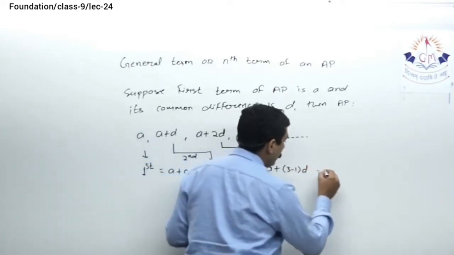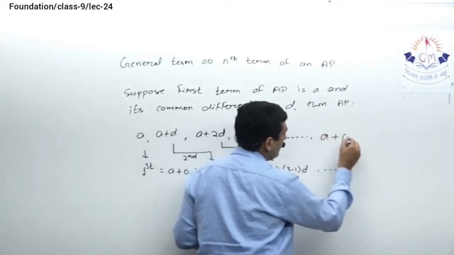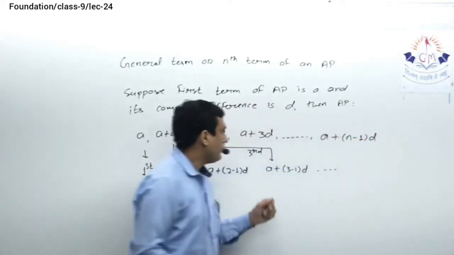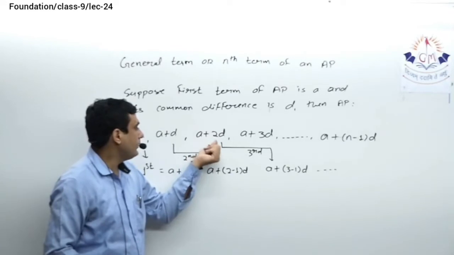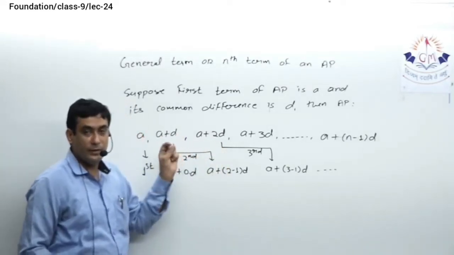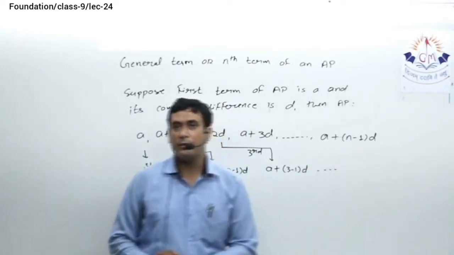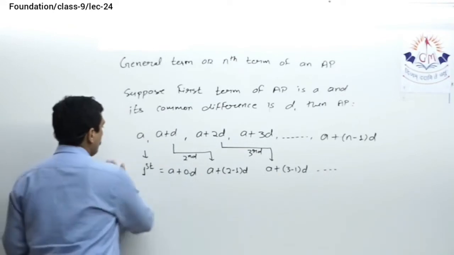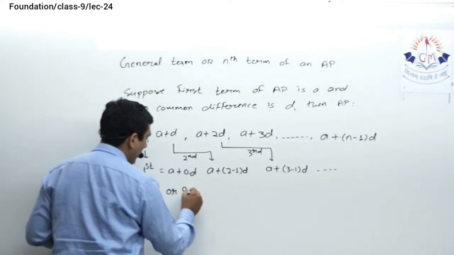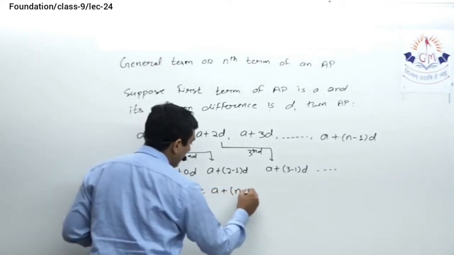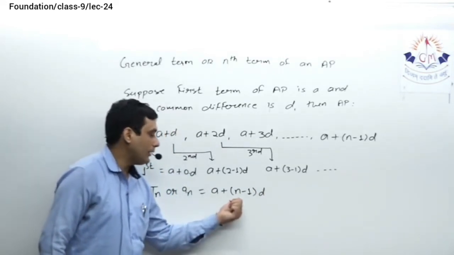So in the similar way I can find the nth term, that will be A plus n minus 1 into D, because for the fourth term the coefficient of D is 3, for the third term the coefficient of D is 2, for the first term the coefficient of D is 0, it is 1 less than its position. So if I want to find the nth term, it will be A plus n minus 1 into D. So here I get the formula Tn or an is equal to A plus n minus 1 into D. For example, if I have to find the fifth term, I have to put n equal to 5.